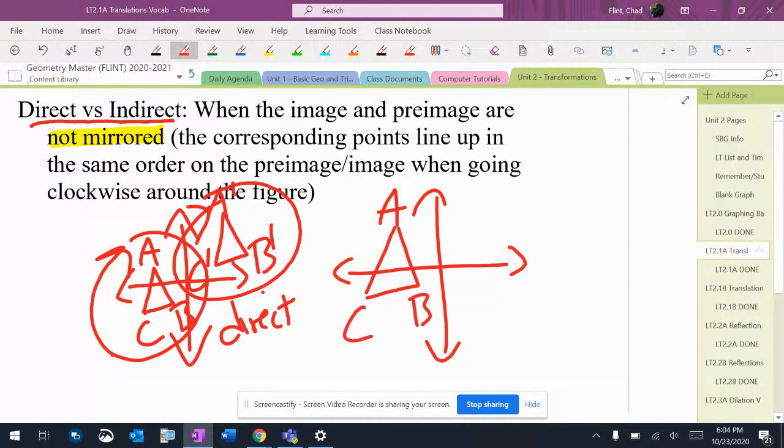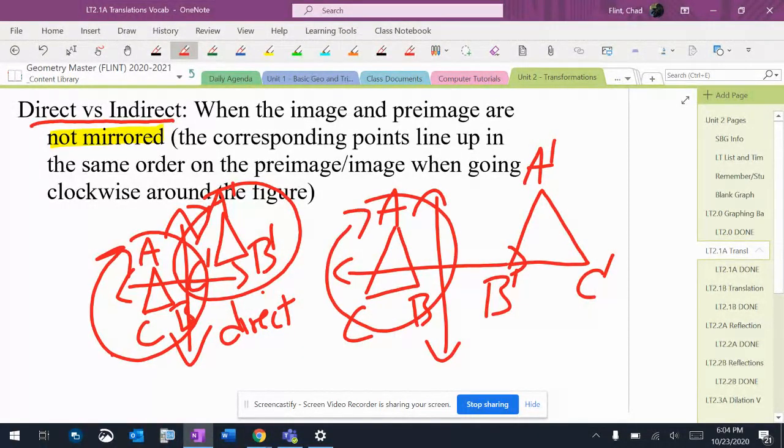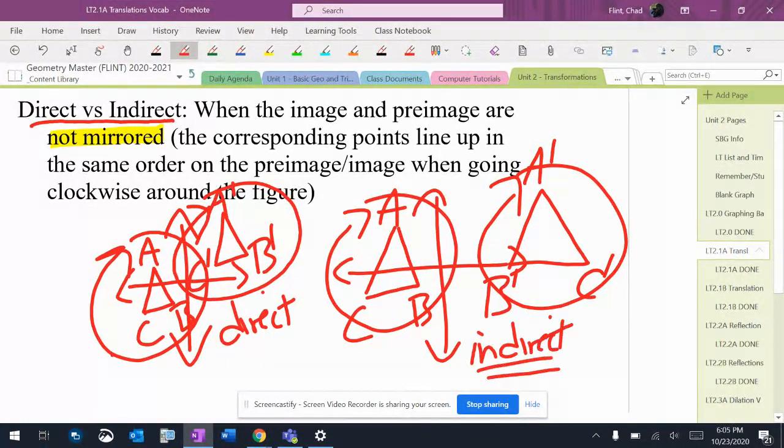If I have another really rough graph here, and I have a triangle A, B, C, and it ends up over here, and it's A prime, and you look at it, that's ABC, that's ACB. The letters are backwards in the image versus the pre-image. That's indirect. There used to be another word they used for it. They don't ask this hardly ever anymore.